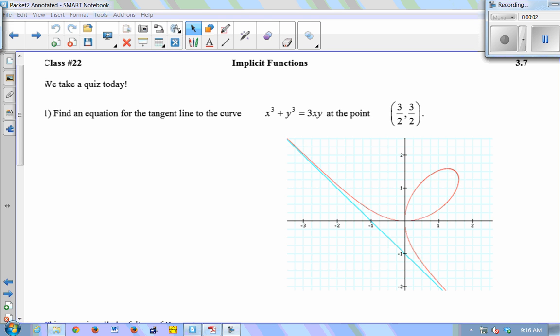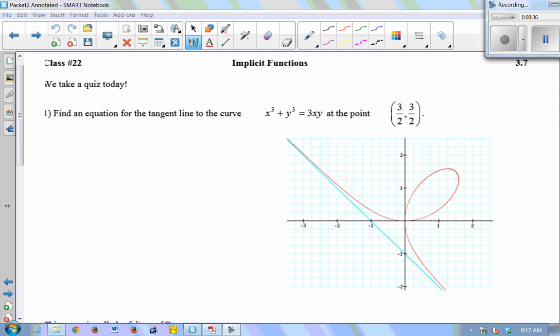Class 22, implicit functions. All right, so I have this red curve here. It is given by the equation x cubed plus y cubed equals 3xy. Trying to solve that equation to make it look like y equals is difficult, kind of a pain, or maybe not even possible. But I want to find the equation of the tangent line at the point (3/2, 3/2).